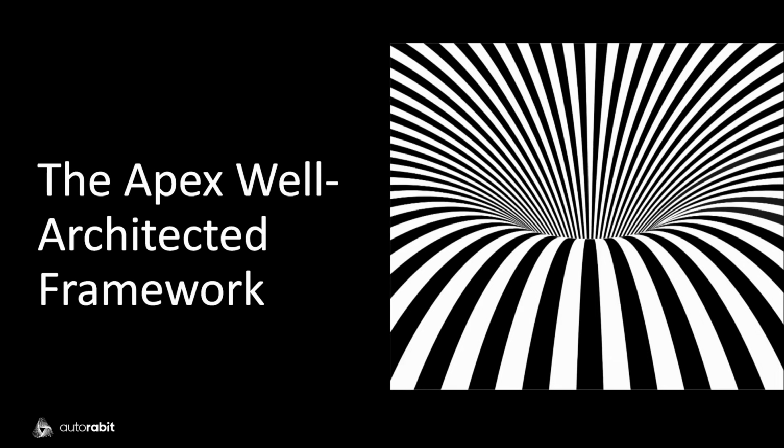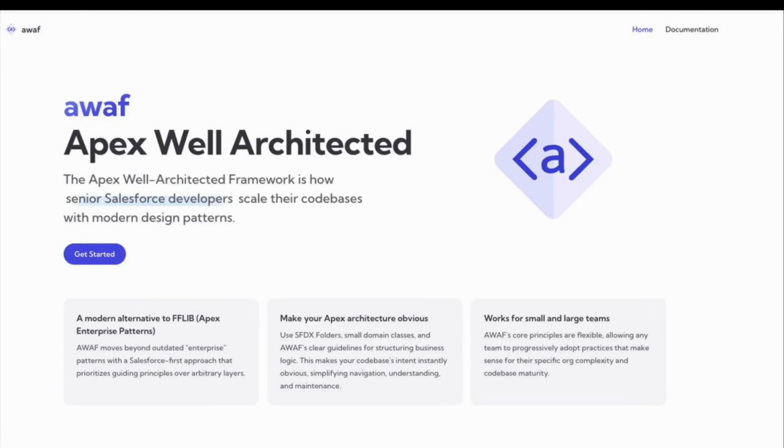And so I came up with this idea of the Apex Well Architected framework, which now has a whole website called AWAF, that stands for Apex Well Architected Framework. And so this is the companion site for the book. It's also the last chapter of the book. And it's basically an alternative to FFlib.